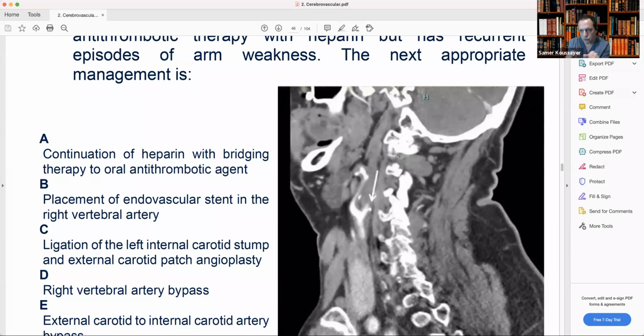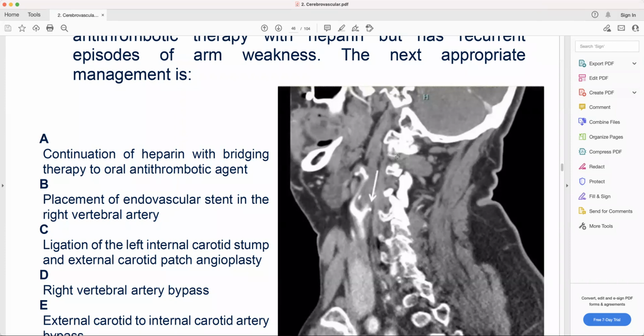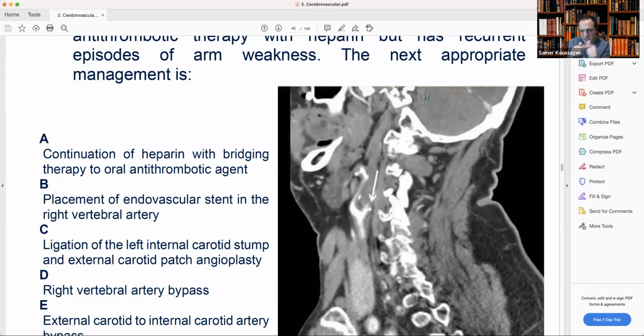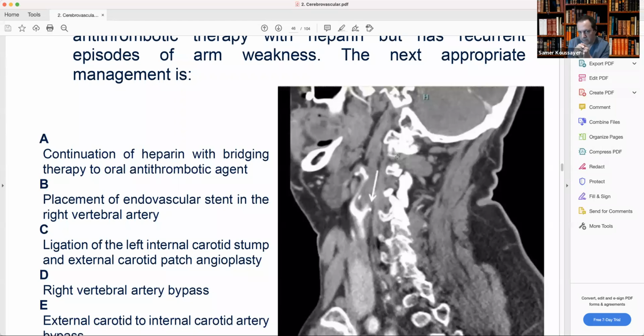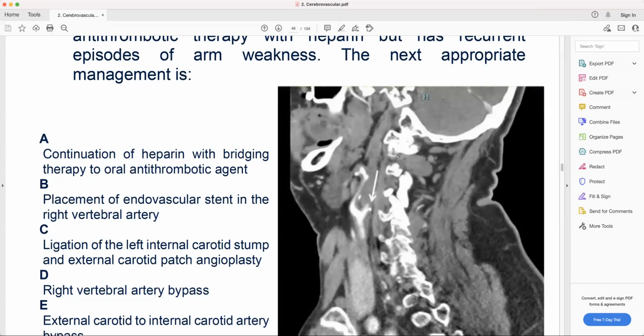But when the internal is completely occluded, the distal internal is low pressure, correct? Yes. And the external is high pressure. So the blood is going to go from the external to the internal as collaterals. Then any small clot in the external, coming from the stump or from the external itself, can go to the brain and cause a stroke. Okay, clear. I don't know if you understand.